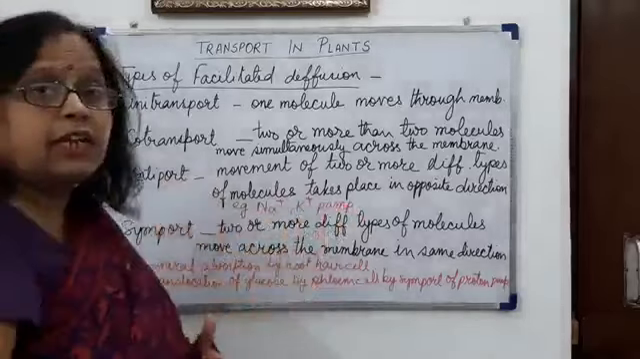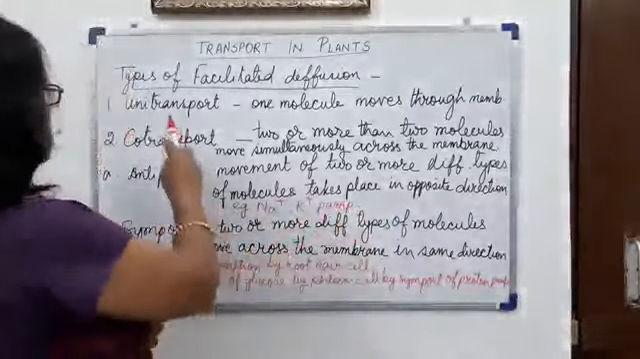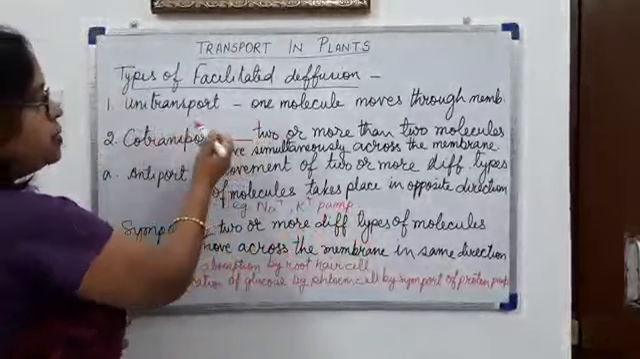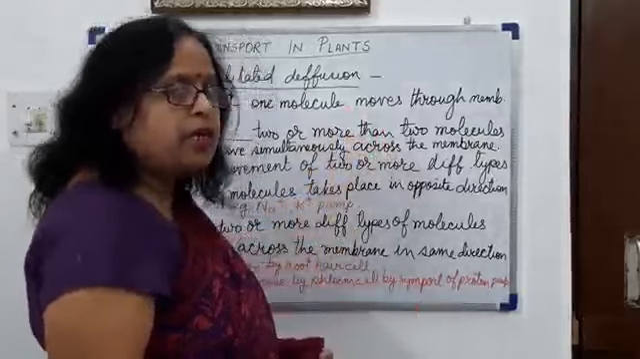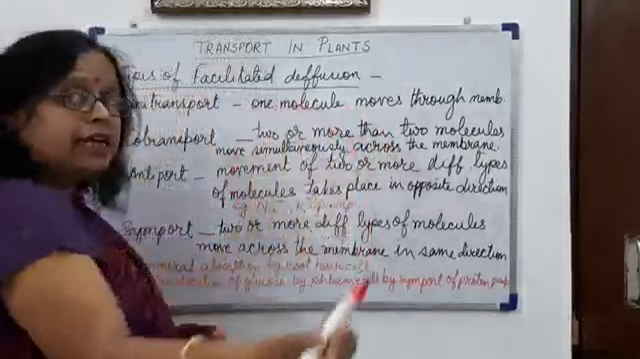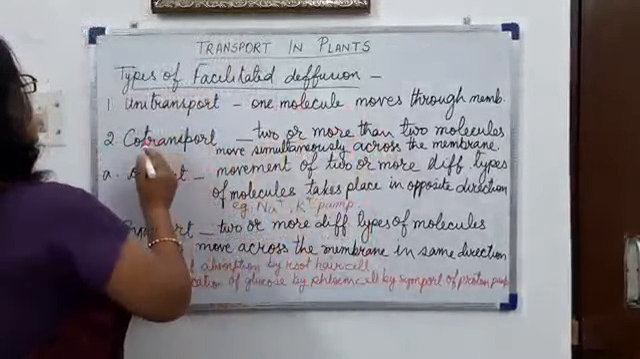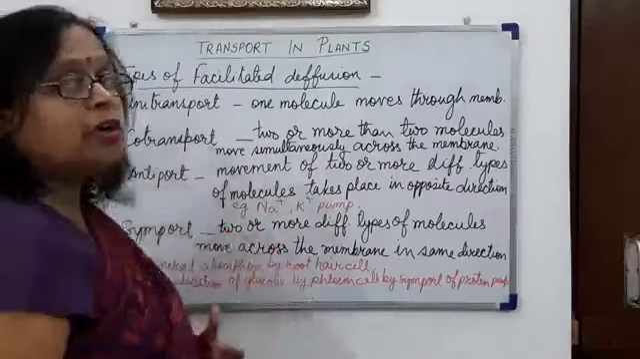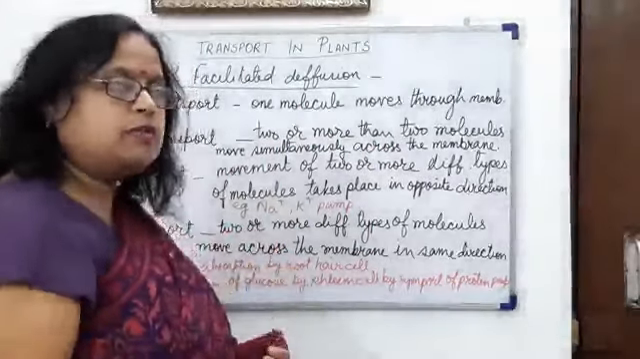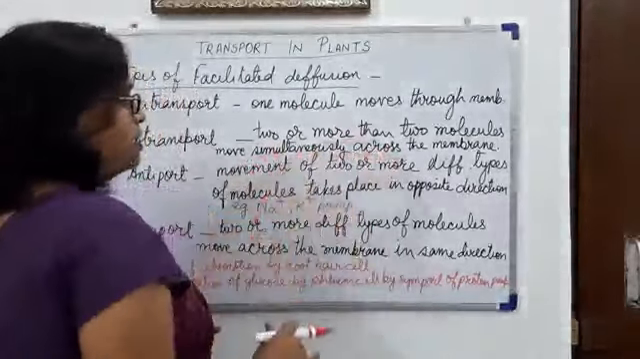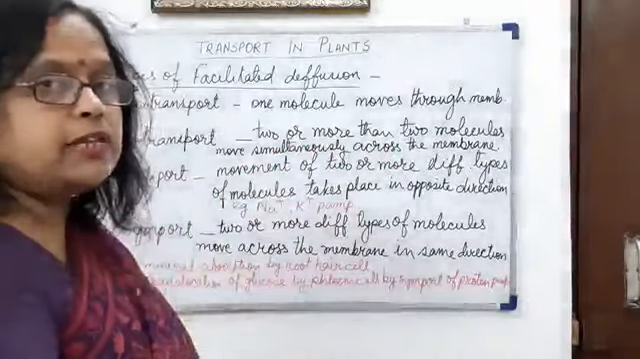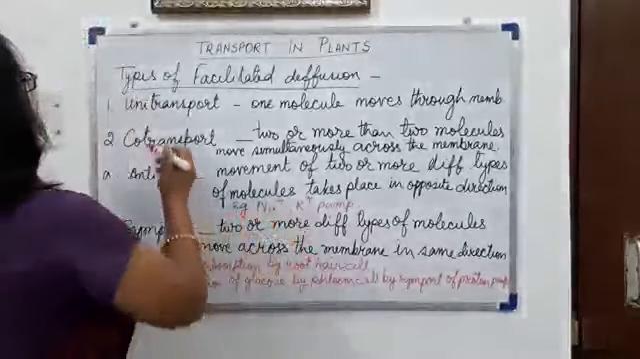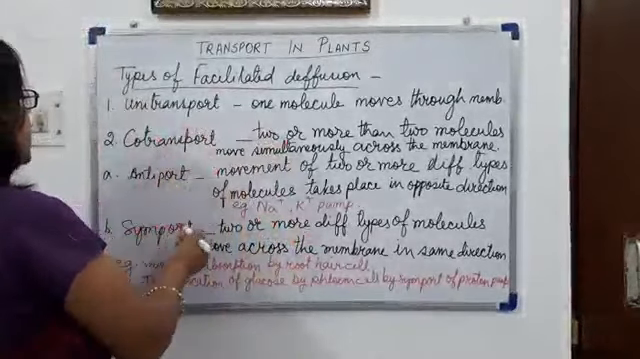So I have written the definitions here. Uniport means movement of one molecule across the membrane in one direction only. Then co-transport, movement of two or more molecules across the membrane simultaneously, means together at the same time. Then co-transport is of two types.